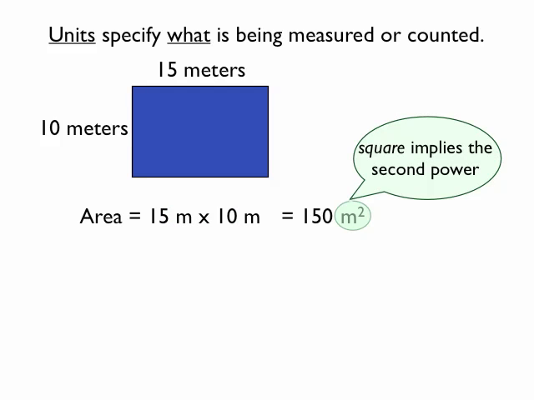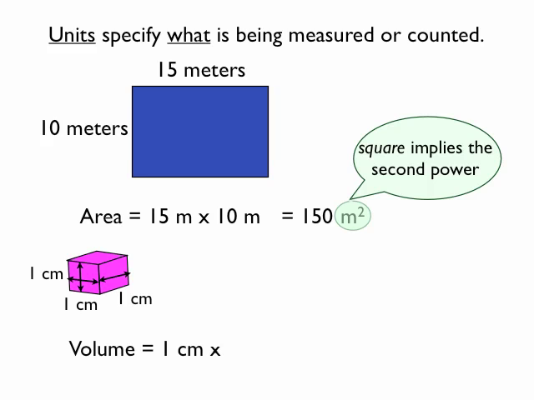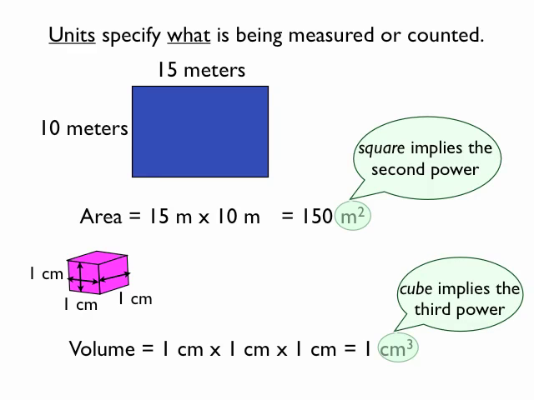Similarly, cube implies the third power. For example, the volume of a cube that is 1 centimeter on a side is its length times its width times its height, or 1 centimeter times 1 centimeter times 1 centimeter, giving us the answer 1 centimeter to the third power, or 1 centimeter cubed.